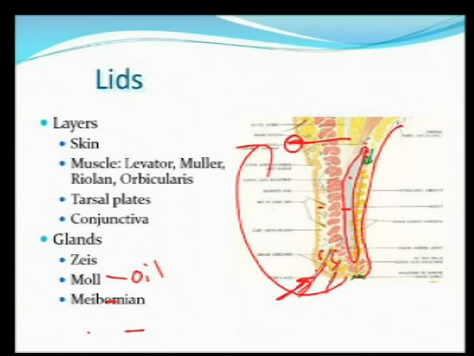We've also got some glands that are pretty important that are located within the lids. We've got some glands that lubricate our eyelashes. And our eyelashes are lubricated by both sweat and oil glands. Zeis is the oil gland, my drawing's a little bit off, and sweat are the glands of Moll, which you find right around here.